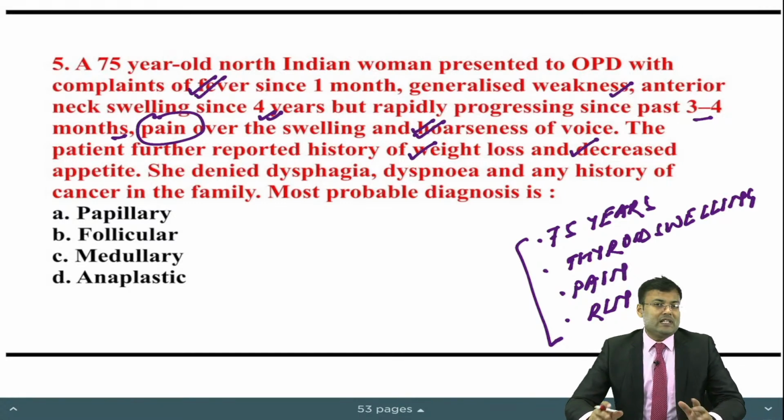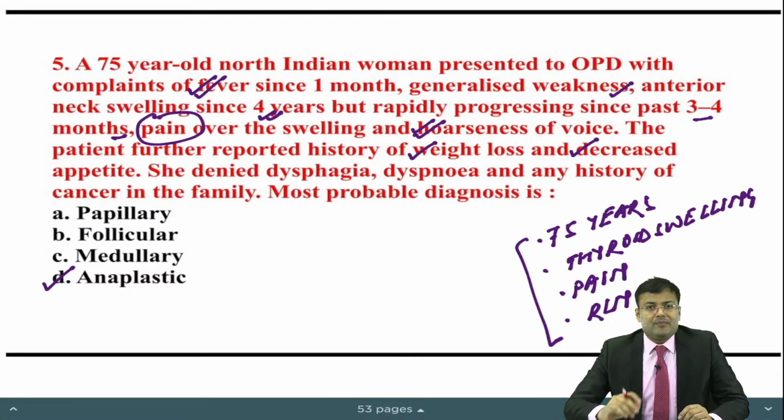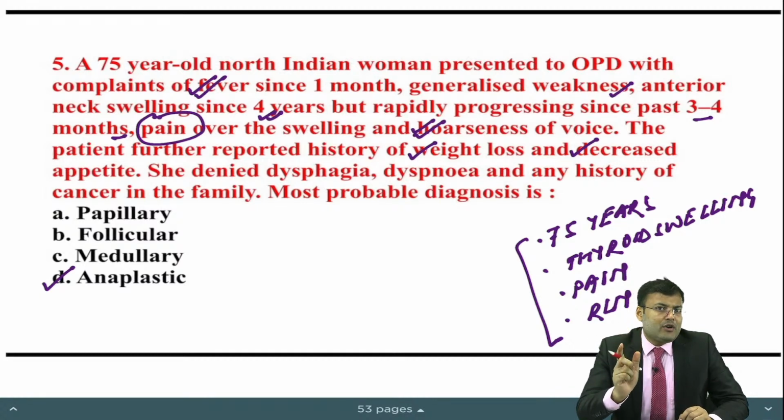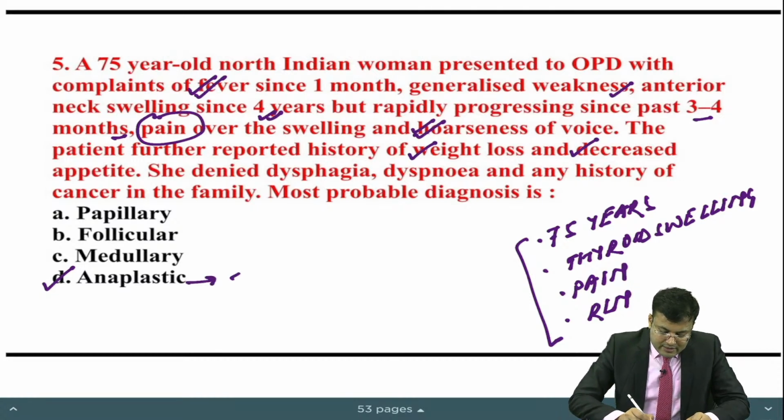Everybody is correct. What is the correct answer? Anaplastic carcinoma. See, by looking at the age of patient, you can also crack the question. Papillary carcinoma thyroid is seen in young females, generally ages 25 to 40. Follicular carcinoma is seen in the 5th to 6th decade, that is 50 to 60. Medullary is also seen in 50 to 60 years of age. Anaplastic is seen in the 7th to 8th decade.